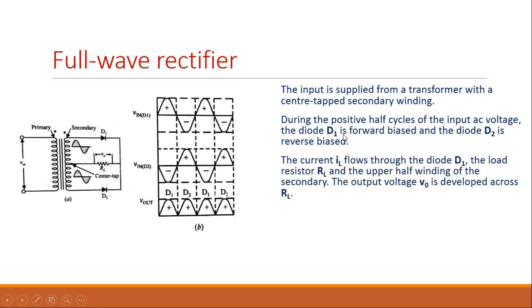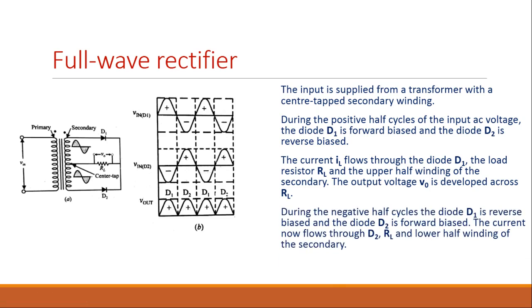So, coming back again to the positive half cycles of the AC input voltage, when the diode D1 is forward biased and D2 is reverse biased, the current IL will flow through the diode D1, the load resistor RL and the upper half winding of the secondary. The output voltage VO is developed across load resistance RL. During the negative half cycle, what will happen? The diode D1 will be reverse biased, diode D2 will be forward biased and the current now will flow through diode D2, the load resistance RL and the lower half winding of the secondary.